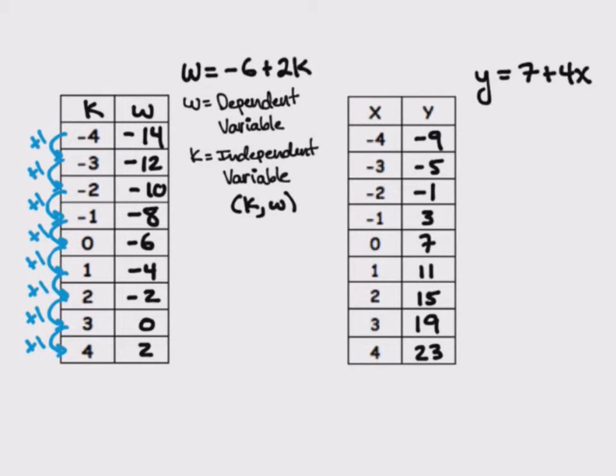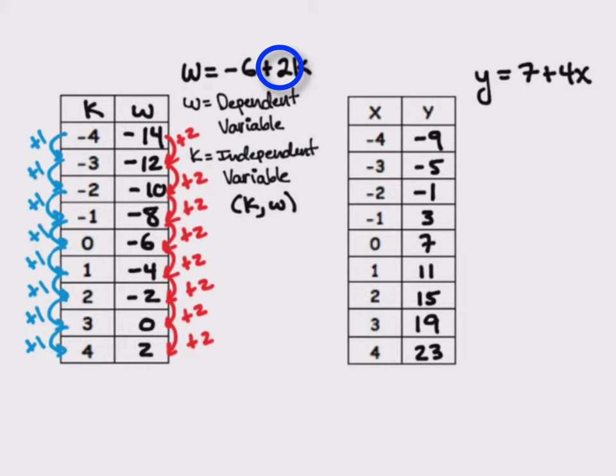our output goes up by 2. And that's because of this 2 in our original equation. That equation says w starts at -6 when k is equal to 0, and that k tells you exactly how many times to add 2 to -6. So if k is 1, add 2 one time to -6, you get -4. If k is 2, you add 2 two times to -6, you get -2. If k is 3, you add 2 three times to -6, and you get 0, and on and on.